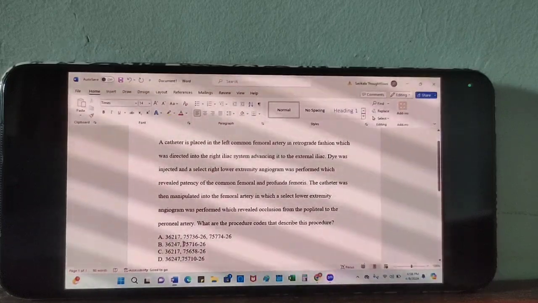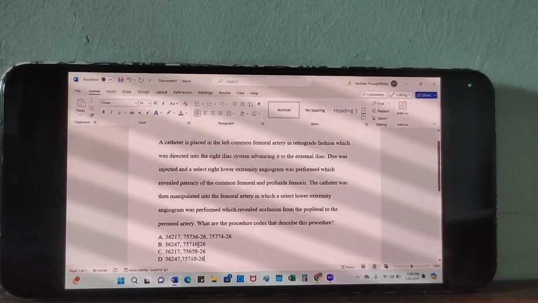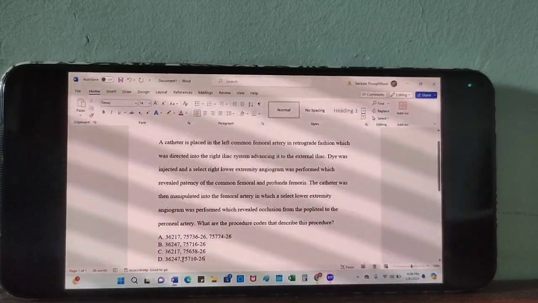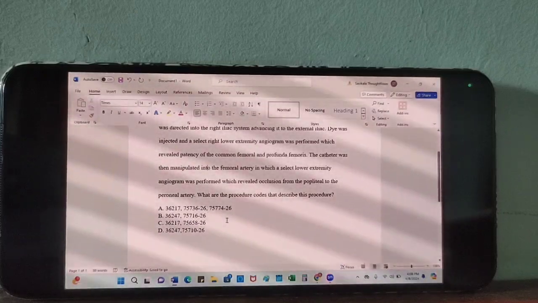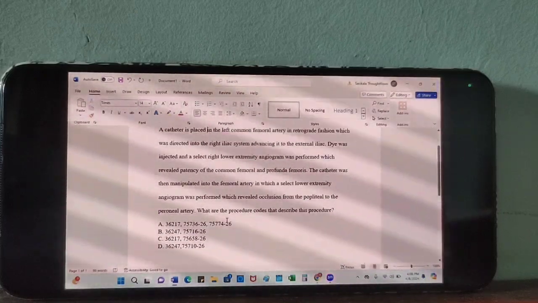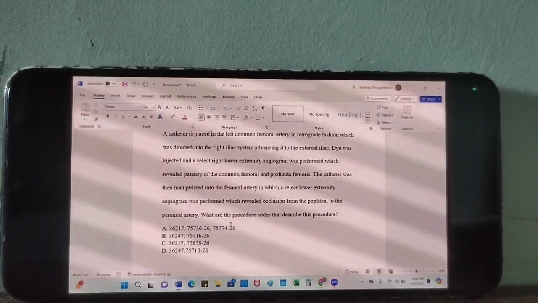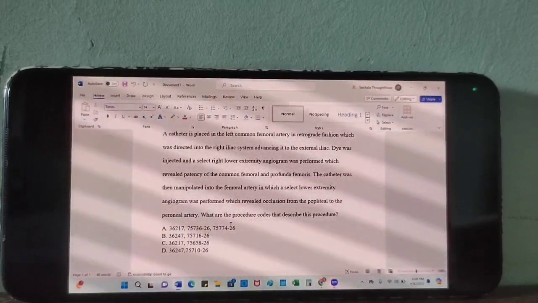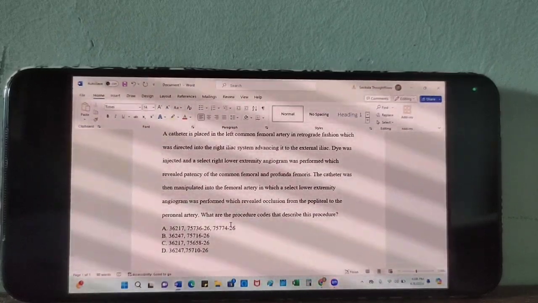But check the code description of 75716. 75716 is for bilateral, 75710 for unilateral angiogram. Check that. So here the angiogram is performed on either the right side. Option B, only one side. Yeah, option D.